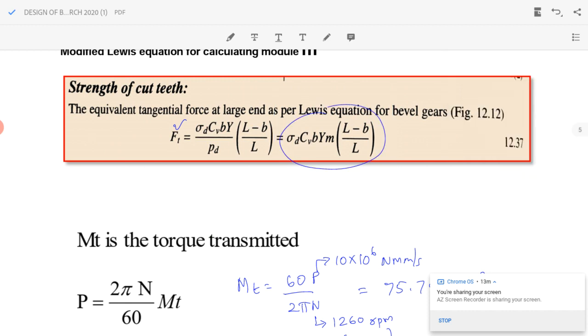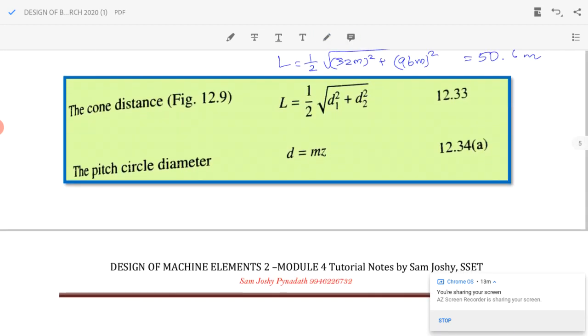So considering that equation, now I have the value of sigma d, Cv we can substitute as such. Then we had to find capital Y, M, L is known. Now only unknown is B. What is B? B is a face width. B is a face width of the gear.